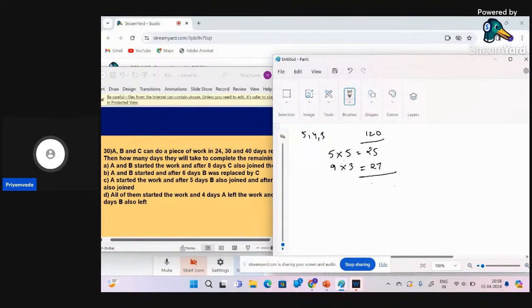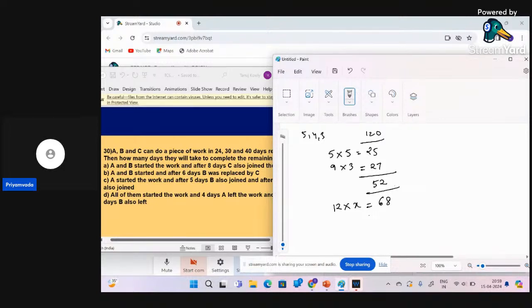So how many parts of work is done? 52 parts of work is done already. Out of 120, 52 done means how many parts are left? 68 parts of work is left. Now C also joined. If C also joined, 12 parts of work are done per day. Do we know the number of days they are working? No, that is what you have to find out.